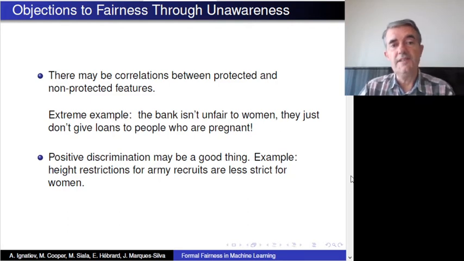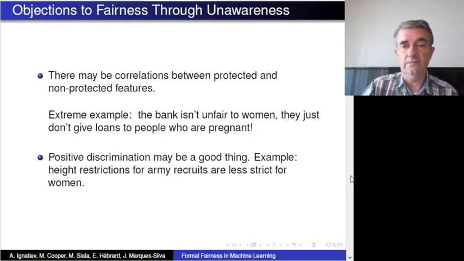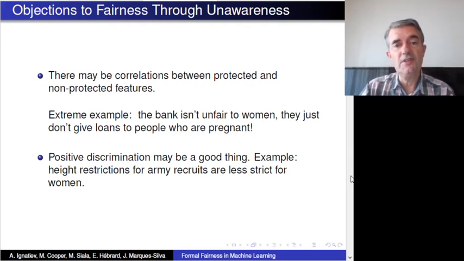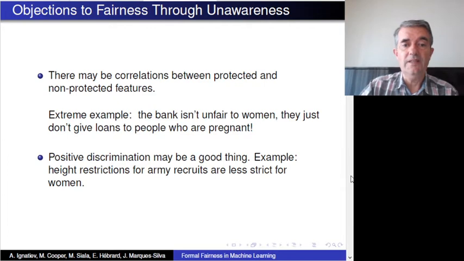So one objection is that there may be correlations between protected and non-protected features. In a very extreme example, the bank can say it's not unfair to women, they just don't give loans to people who are pregnant. Okay, this is a bit extreme, but you can imagine other examples where the bank decides to give loans to computer programmers but not to nurses. There is clearly correlation between jobs and gender. So in this example, the bank would not be being very fair to women.